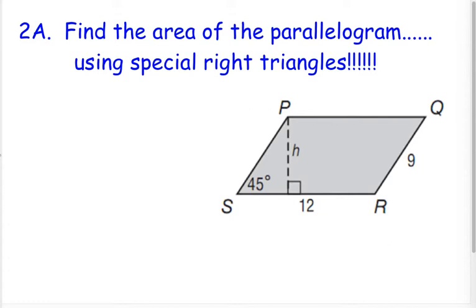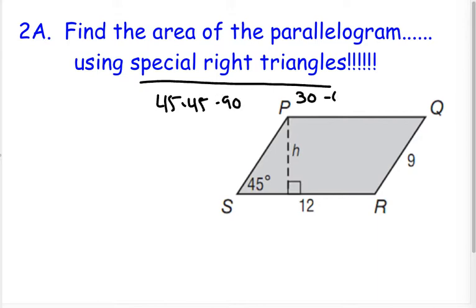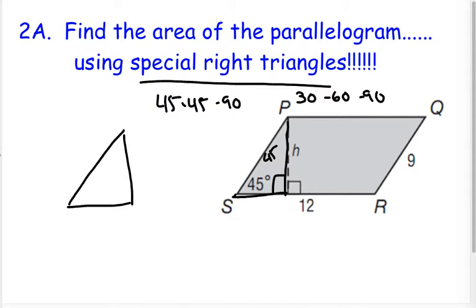All right, so find the area of the parallelograms using special right triangles. Special right triangles, remember that's your 45, 45, 90, and your 30, 60, 90. So here we've got a 45, 45, 90 triangle right here. And you know that this is going to be 9. You know that these two have got to be congruent to each other. It's an isosceles triangle.